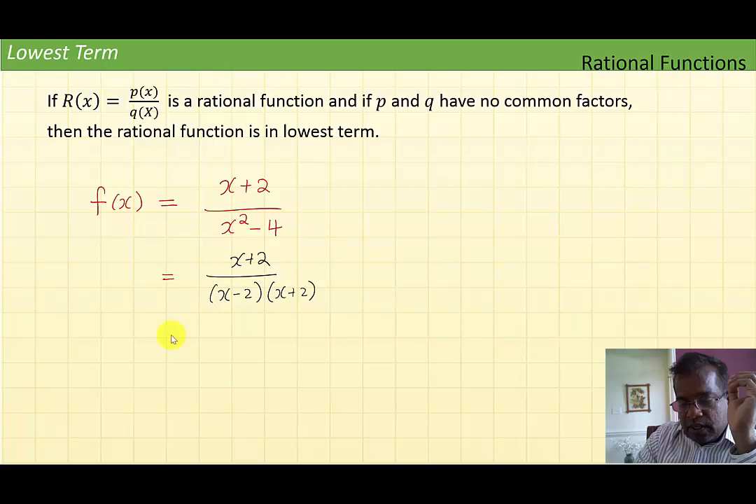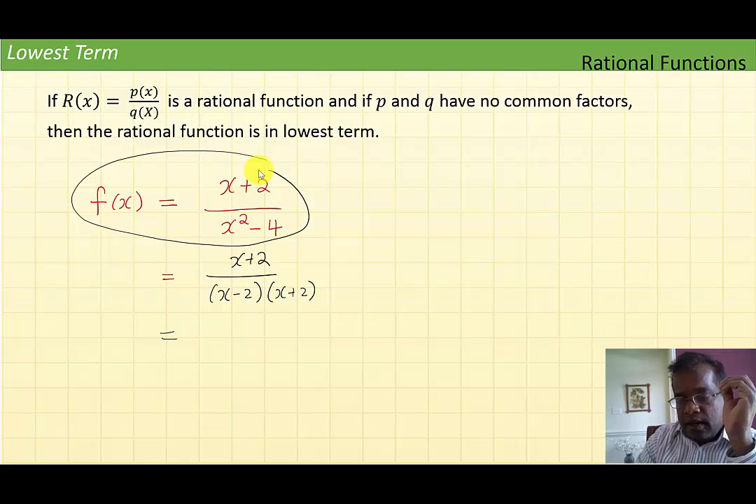In fact, we can rewrite this function f of x as, when you cancel out x plus 2, 1 over x minus 2 if x is not equal to negative 2, since x plus 2 is equal to 0 when x equals negative 2. So this function is the same as this function if x is not equal to 2. So still the domain of this function is all real numbers except negative 2 and 2.